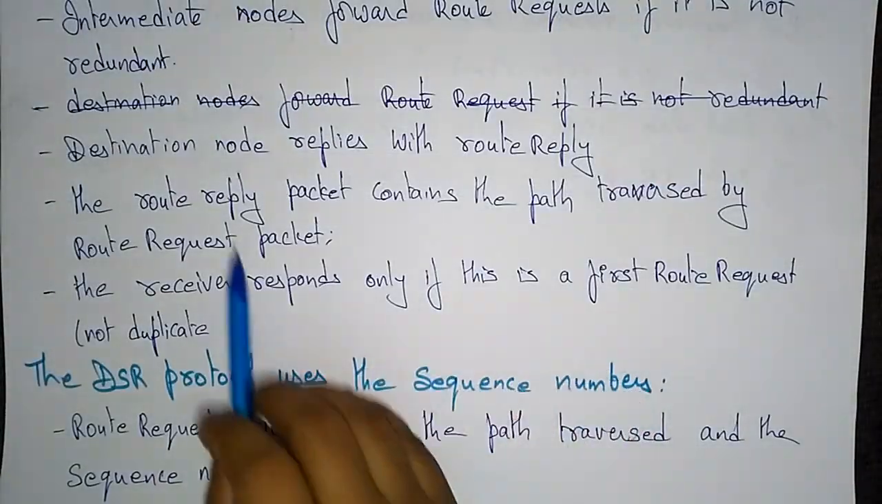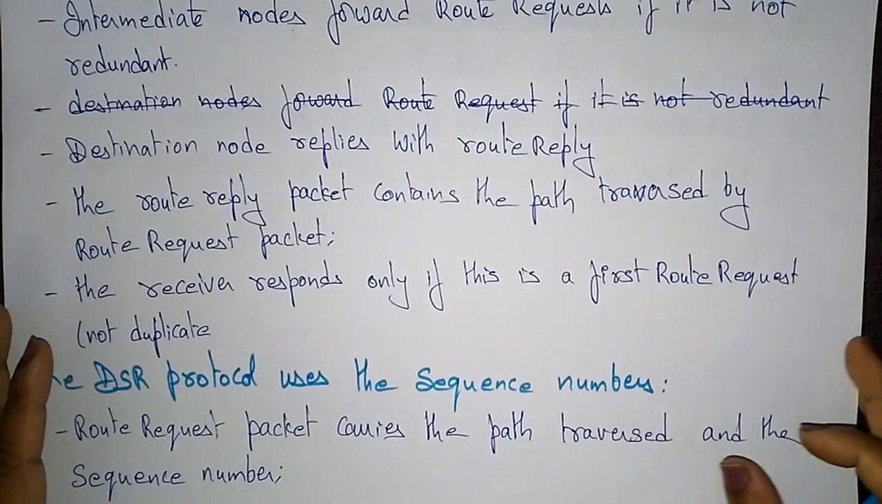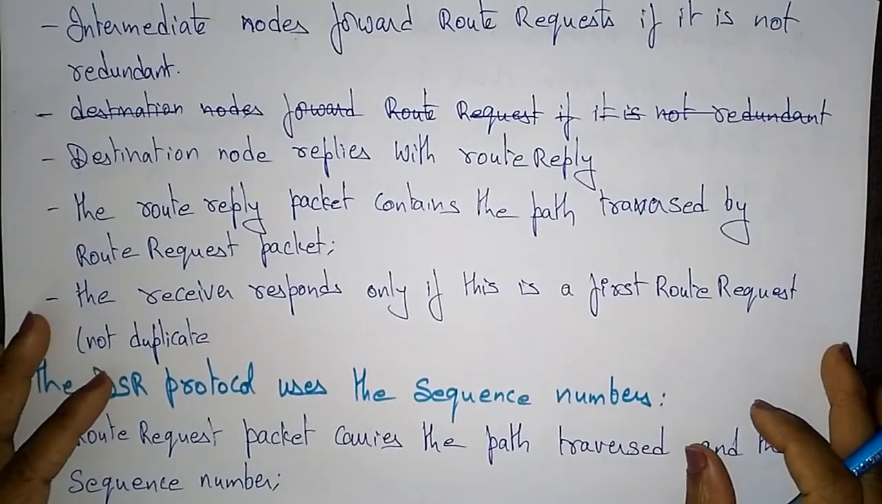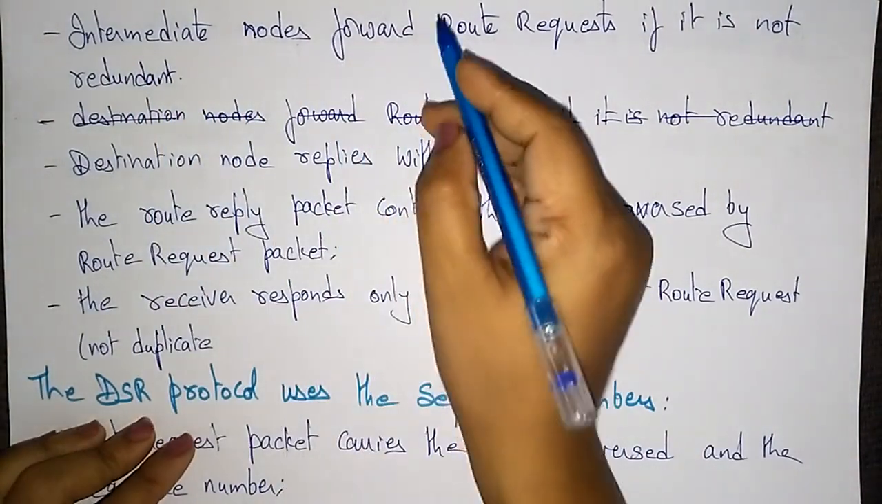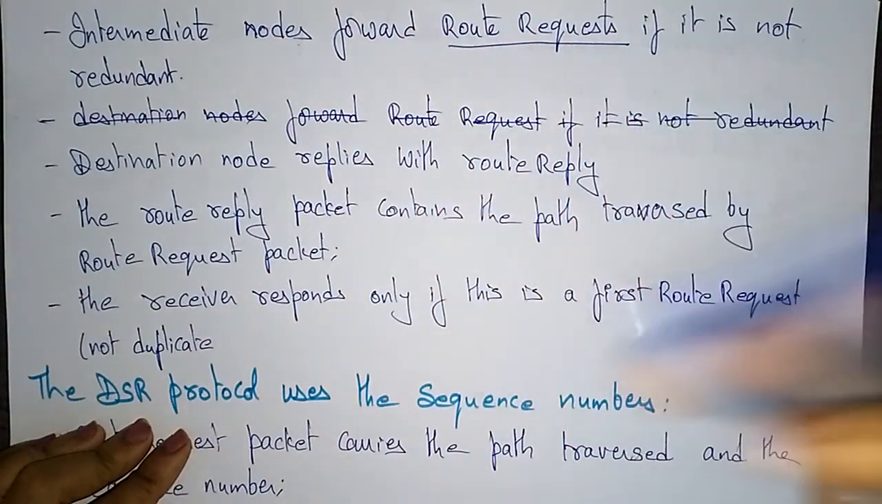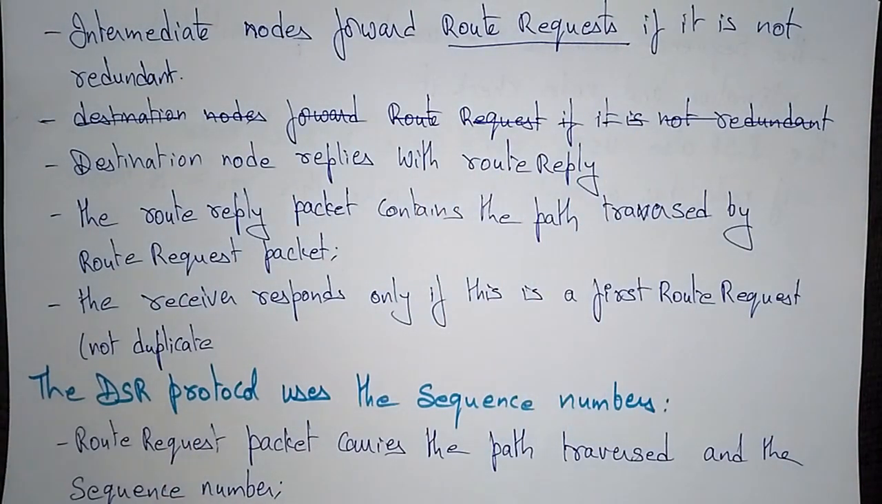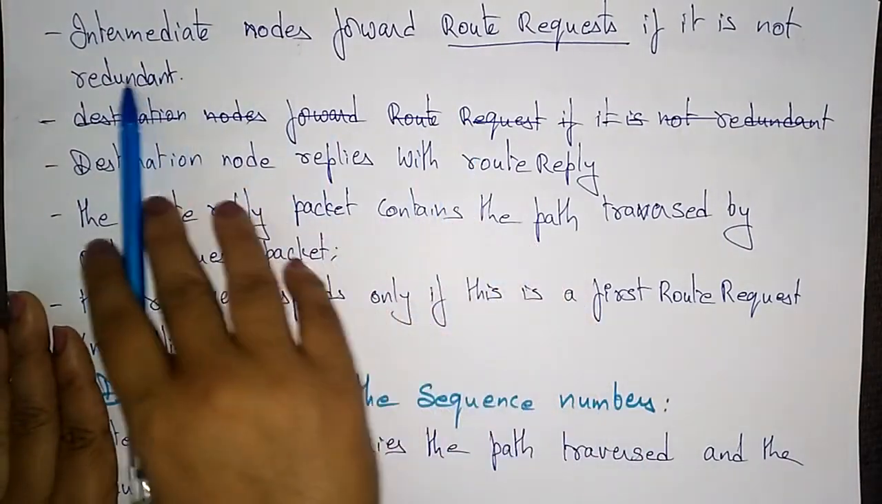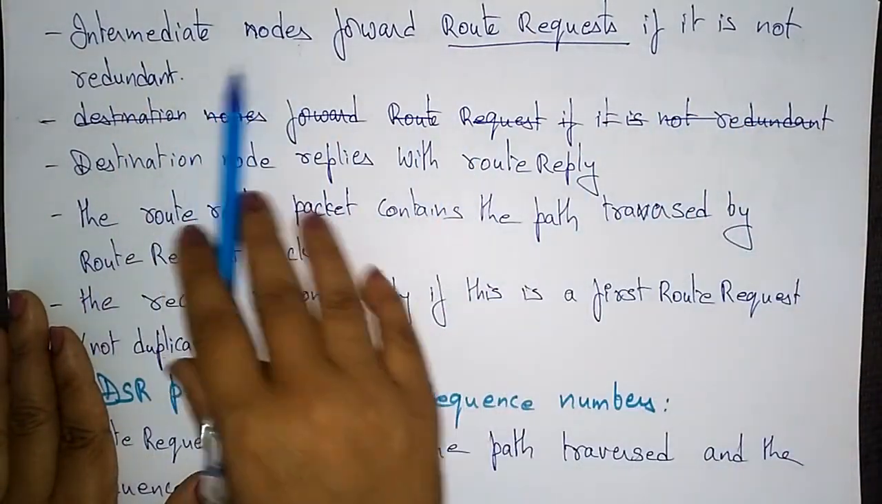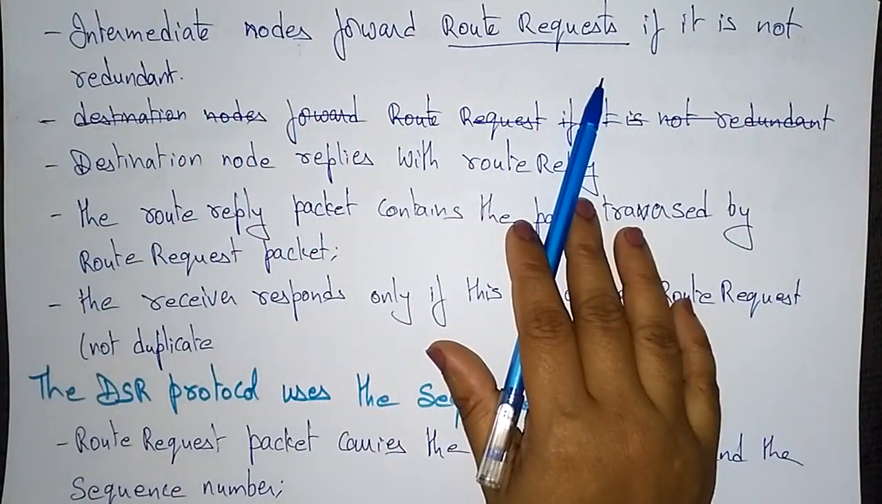And then what is it doing? The intermediate nodes forward the route request if it is not redundant. Suppose it is not a redundant node, meaning not an already visited node, then that intermediate node forwards the route request. If it is a redundant node, then it doesn't send the route request packet. Only if it is not redundant does the intermediate node forward the route request.